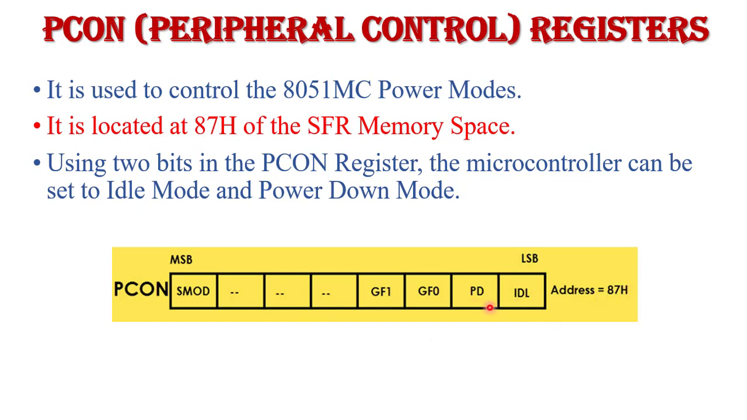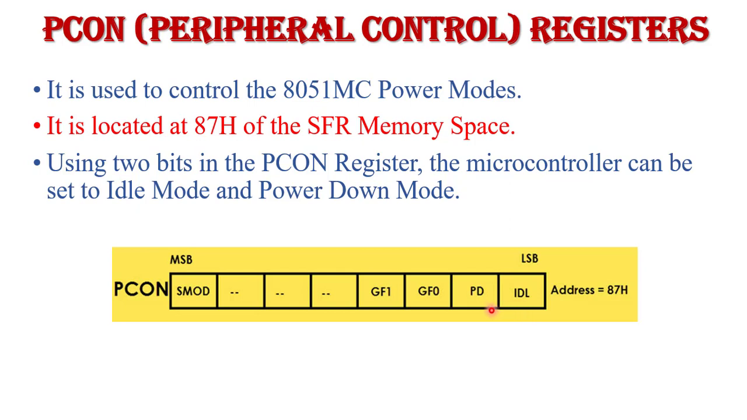Using these two bits, that is PD and IDL, in the PCON register, the microcontroller can be set to idle mode or power down mode. What is idle mode? During idle mode, the microcontroller will stop the clock signal to the ALU, but it is given to the other peripherals like timer, serial, interrupt, etc. In order to terminate the idle mode, we have to use an interrupt or hardware reset.